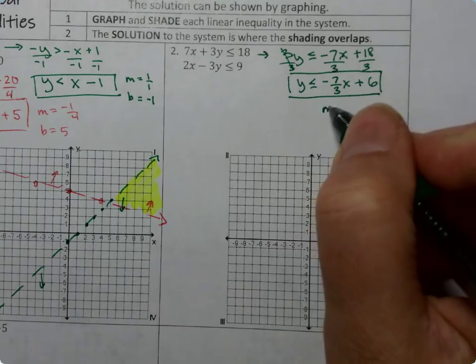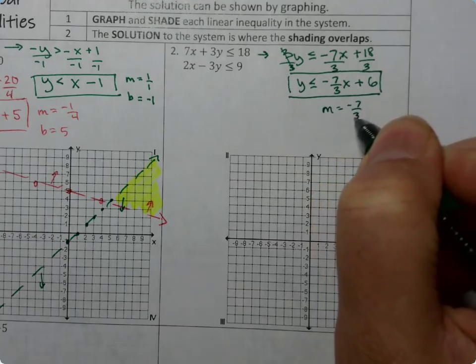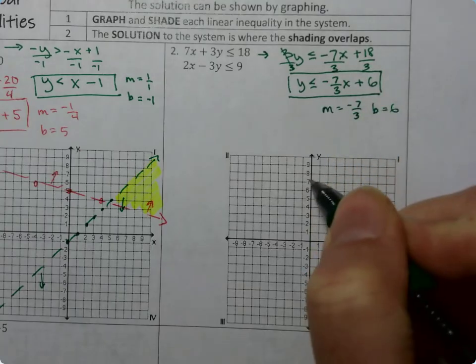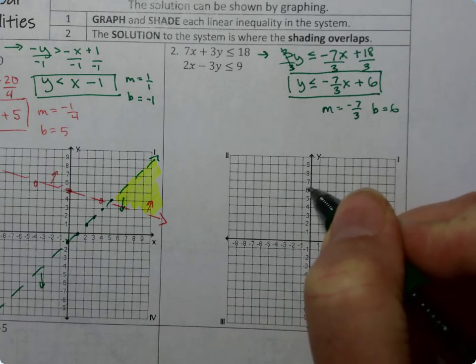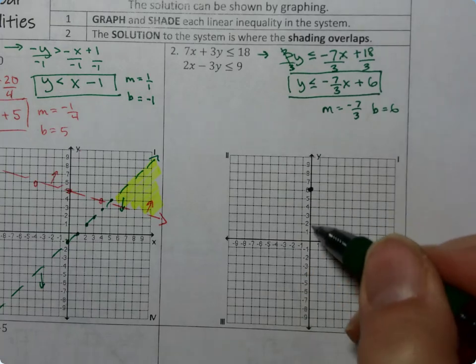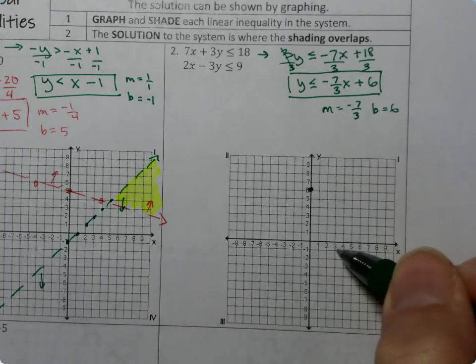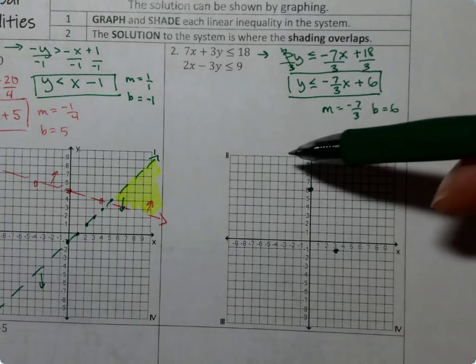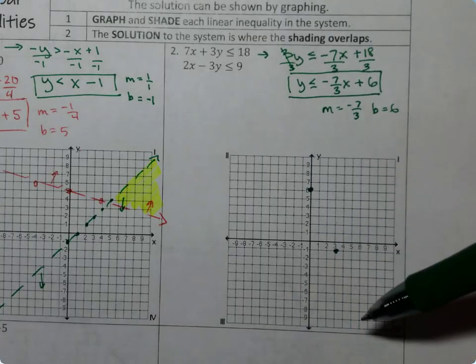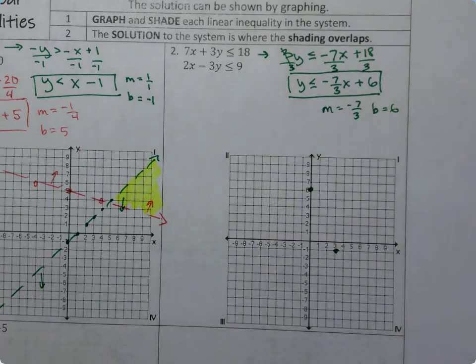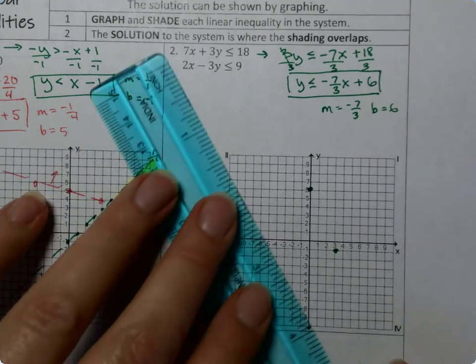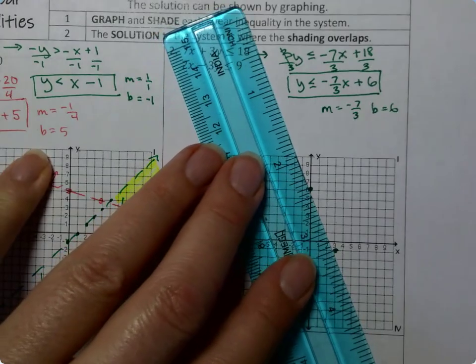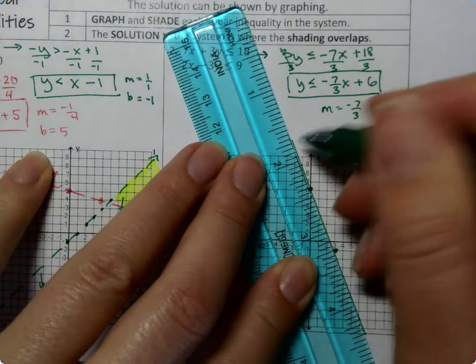All right, slope -7/3, y-intercept +6. So put your point here on the y-axis, down 7, and then right 3. If your slope is negative, your line should be dropping, so double check that. Dash your solid line on this one. Solid line. And then take a second and determine where to shade.